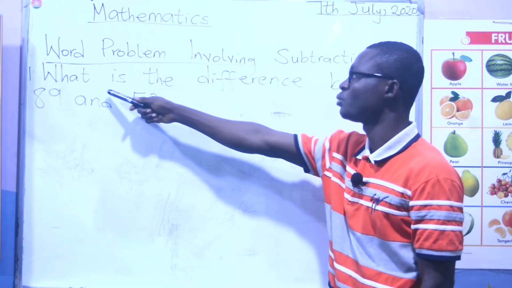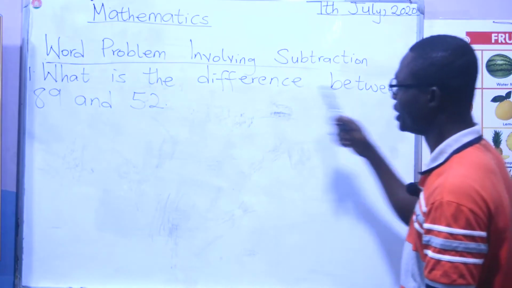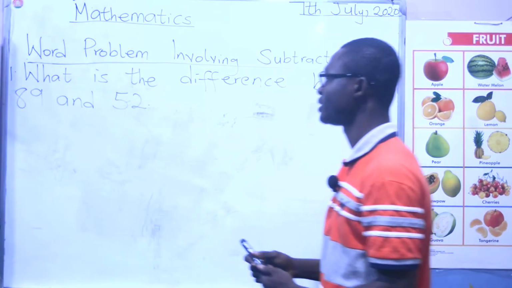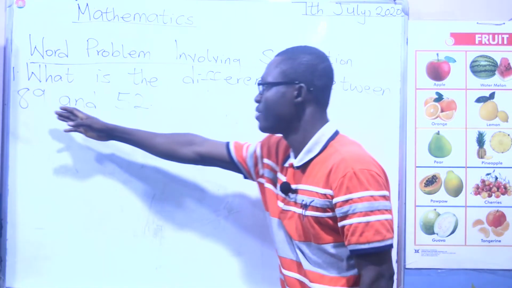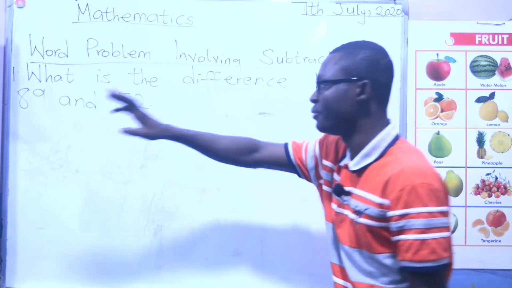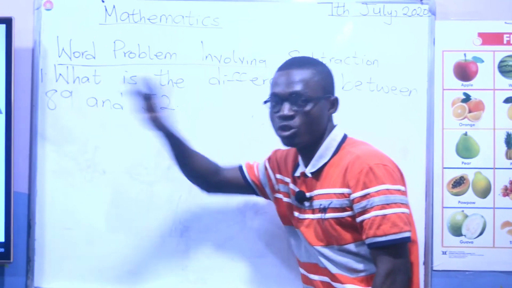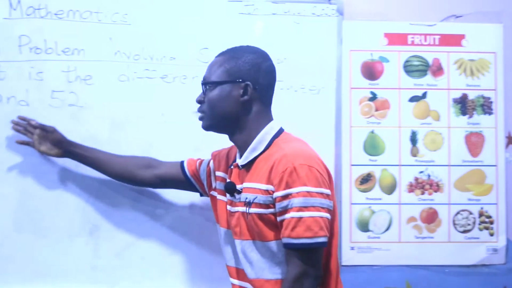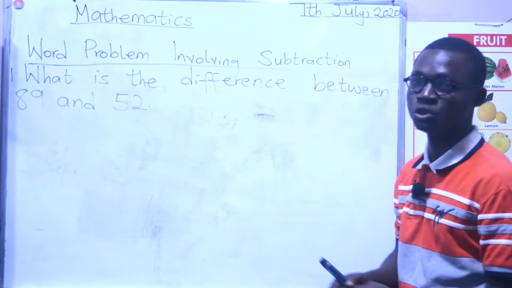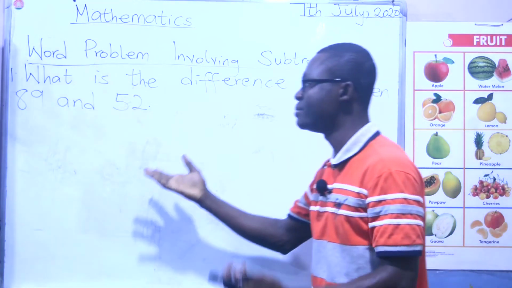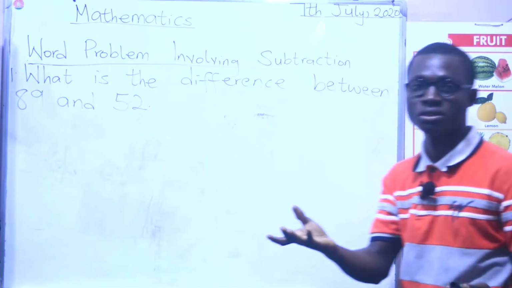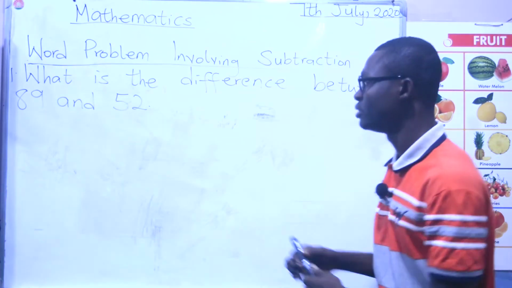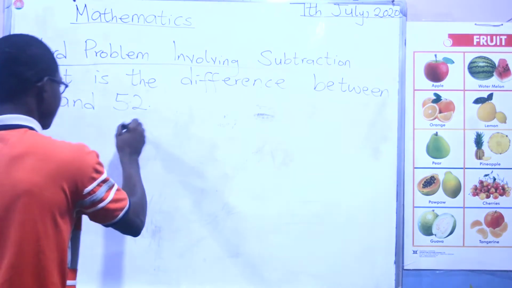Example 1. What is the difference between 89 and 52? So it is saying that, let's assume that we have 89 apples here, or your friend gave you 89 apples. And then your brother came to you, and he said, give him 52 apples. So we want to know the apples that will be left. So you do it by this.